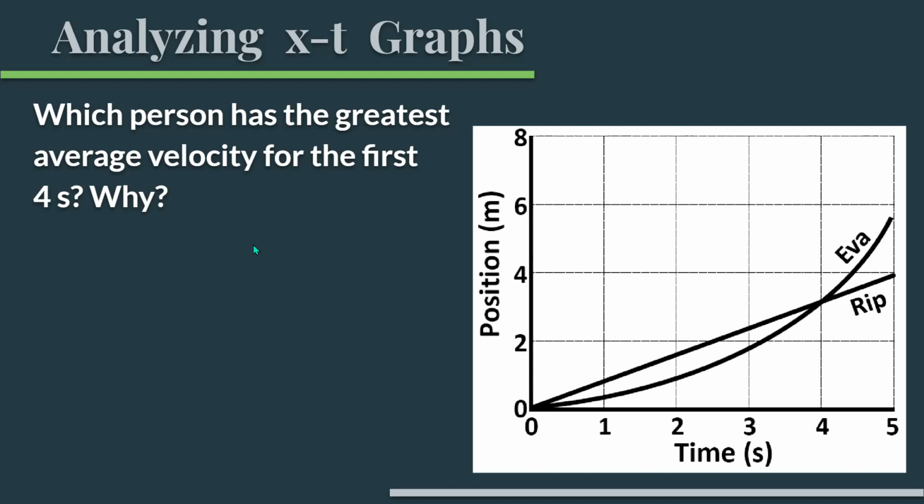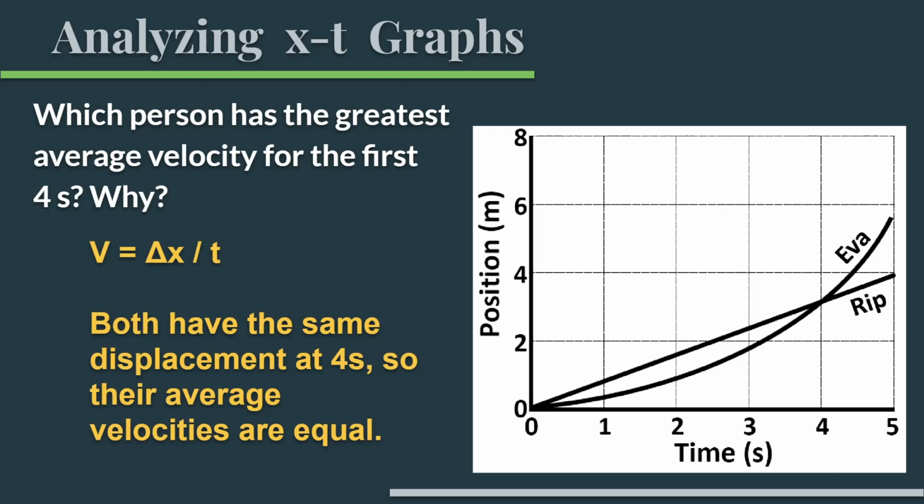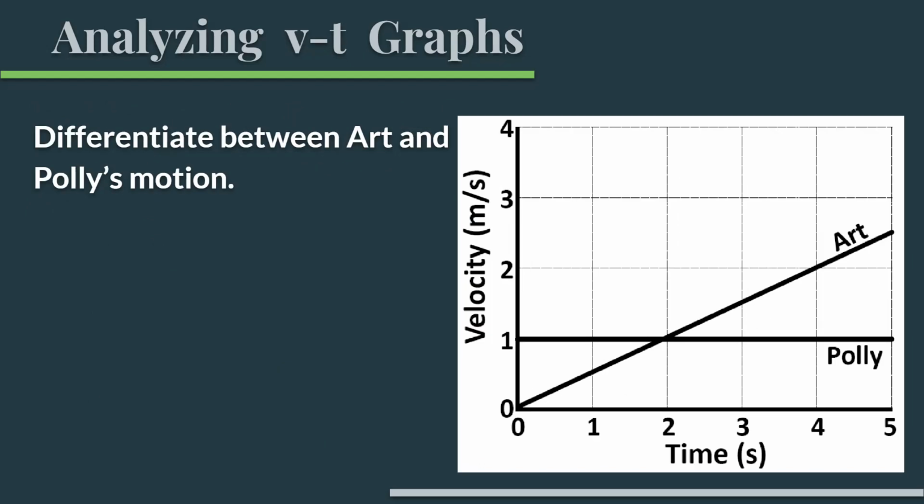That doesn't mean that their instantaneous velocities are the same. Here, we already said they weren't. We already said Eva's is faster here. But their average over the course of the first 4 seconds would be the same because they have the same displacement and it took them the same amount of time, and so they will end up with the same average velocity. All right, now let's take a look at a VT graph.